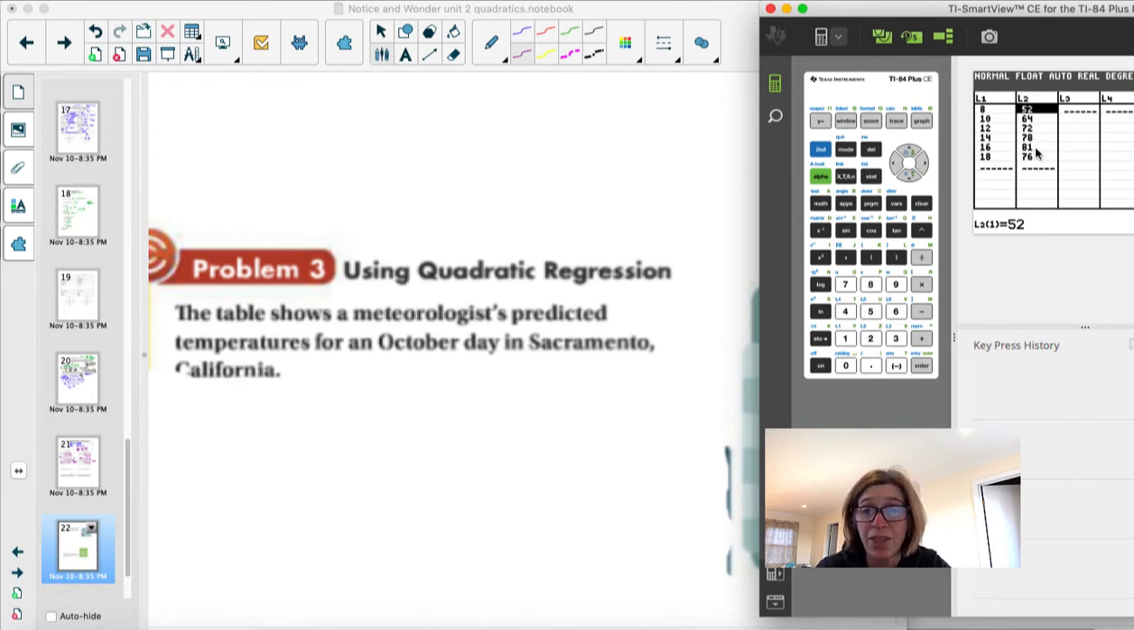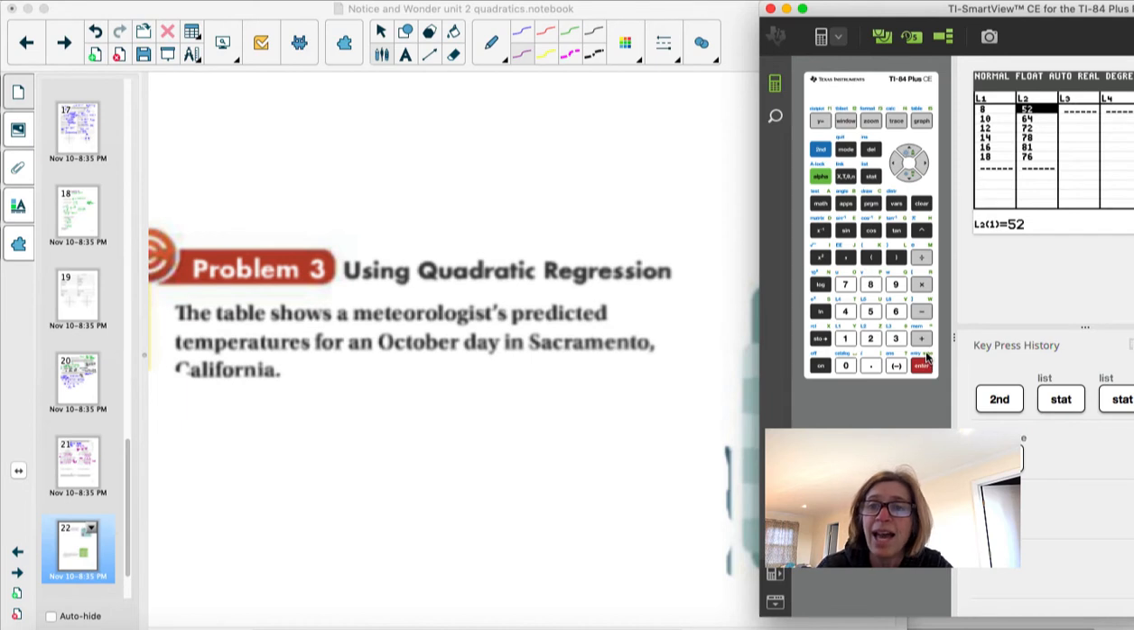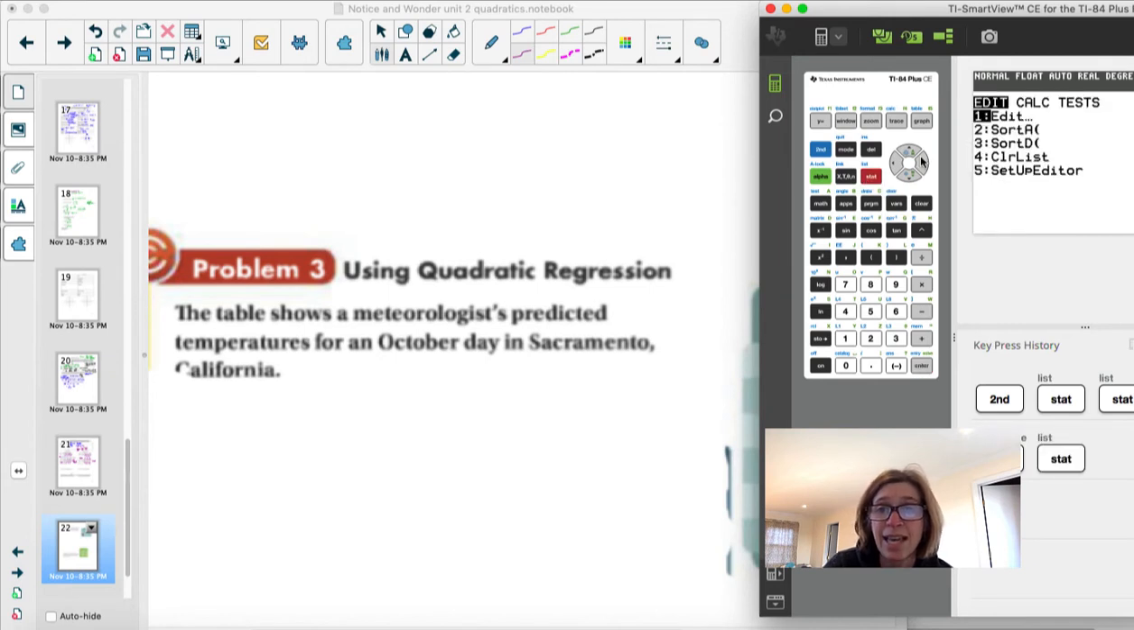If you forgot where to put that, you just press stat, then edit. L1 behaves like X, L2 behaves like Y. Then we press stat, arrow to calculate, and we do quadratic regression.